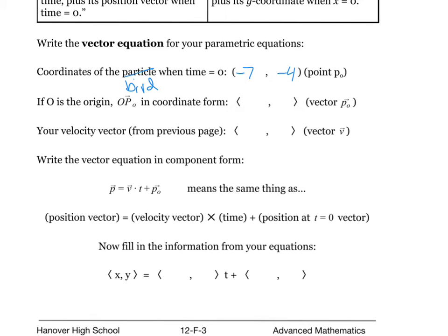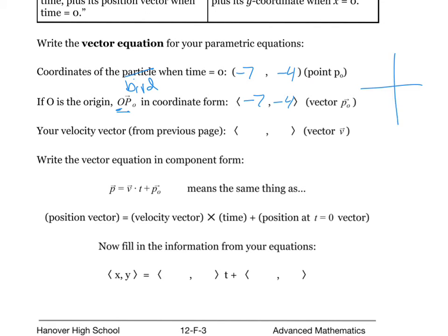Now, if we're assuming that point O is the origin, then this vector OP0 is the vector to this point, it's -7, -4. And when you start at the origin, your vector to a point is always the same components as that point. So this is just simply -7, -4. So that represents a vector.